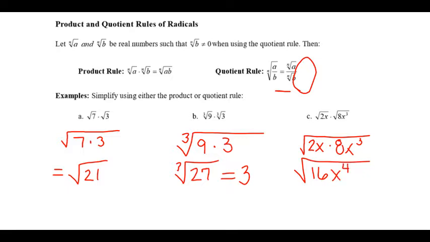And then this one, again, we can simplify it. The square root of 16 is 4. And again, if we divide that 2 into the 4, it goes in twice, so it will be x squared there.